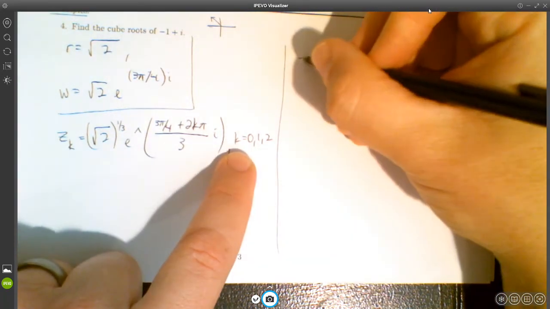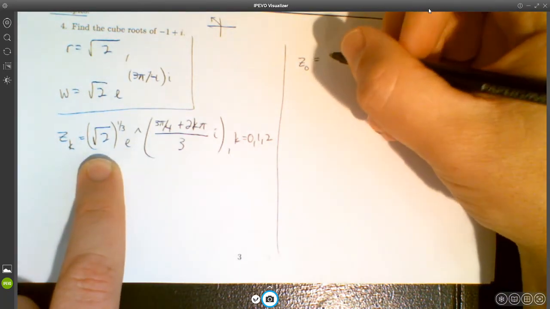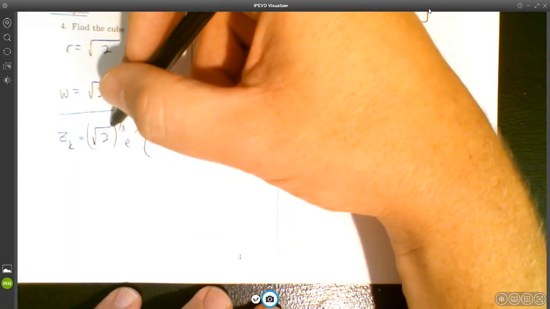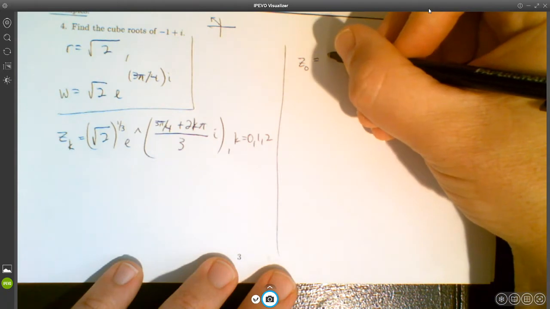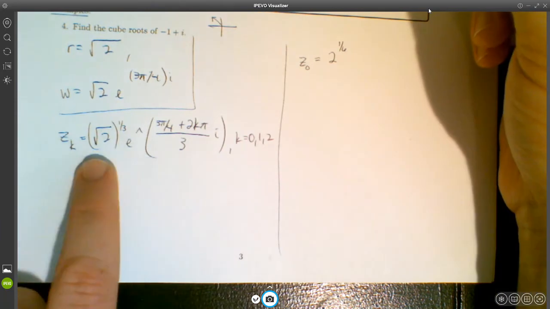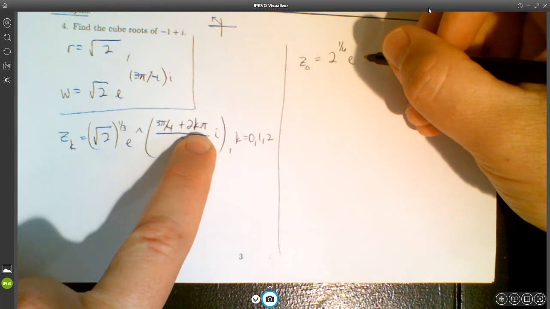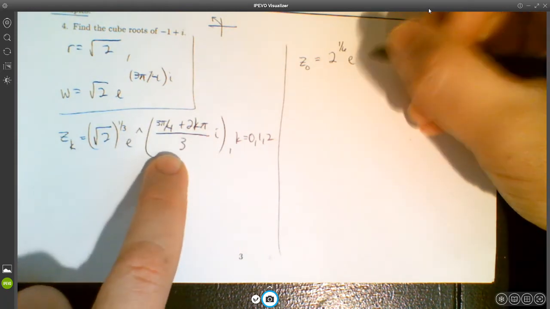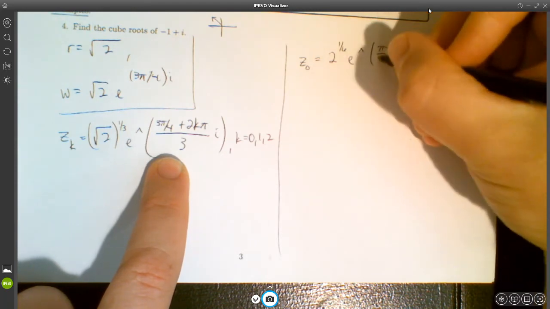So this generates all of our roots, right? So when k equals 0, we get z sub 0. That's going to be root 2 to the 1/3. By the way, root 2 is just 2 to the 1/2 power. 1/2 times 1/3 is 1/6. So I'm just going to call this 2 to the 1/6. So it's 2 to the 1/6 times e to the, if k is 0, then this is just 3 pi over 4 divided by 3. Right, so that would be pi over 4 times I.